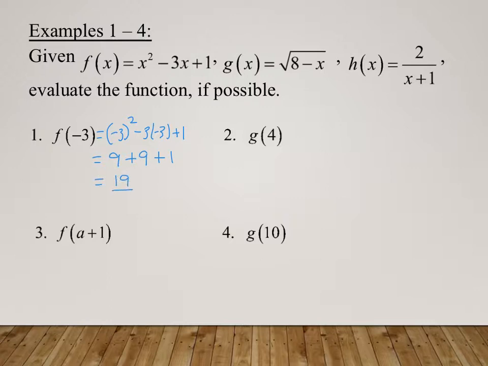So now I want you to try number 2. Pause the video and try g of 4. For g of 4, we have the square root of 8 minus 4, which is the square root of 4, which is just 2. Now I want you to try number 3 for f of x, where f is now going to be evaluated at a plus 1.